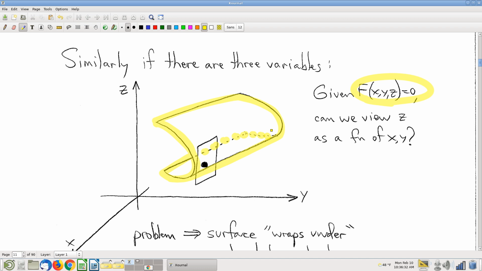Or, does the surface do something like this, where at a certain point, the surface is wrapping under itself, like I've got drawn here. You take this point right here. The surface is in the process of wrapping under itself, and I don't care how little of that surface you pick, it's going to fail the vertical line test, and you cannot, at that point, or I should say near that point, you simply cannot view z as being a function of x and y.